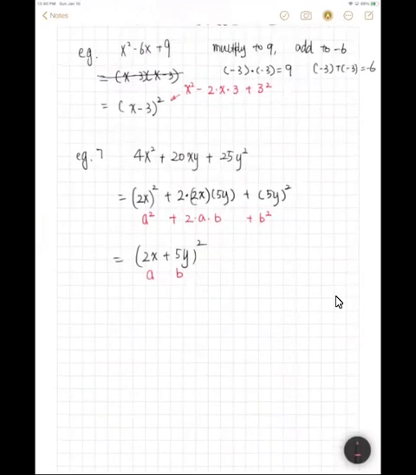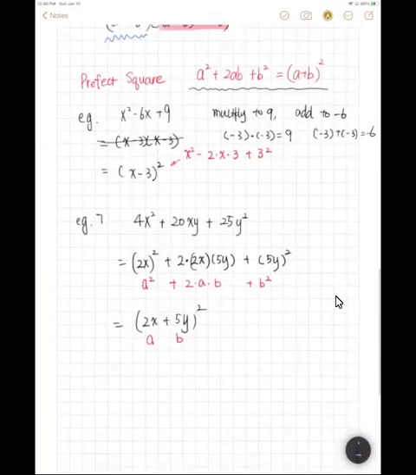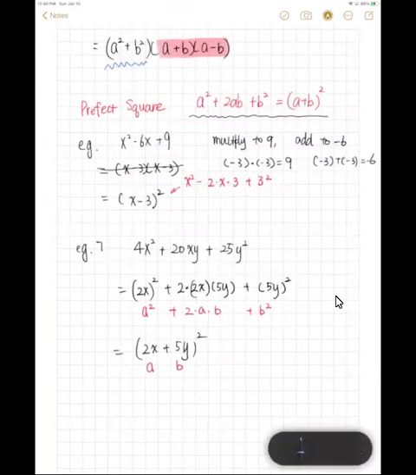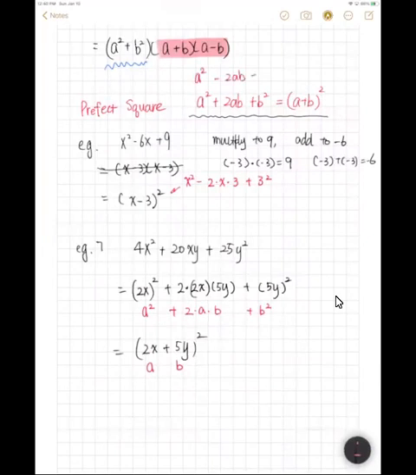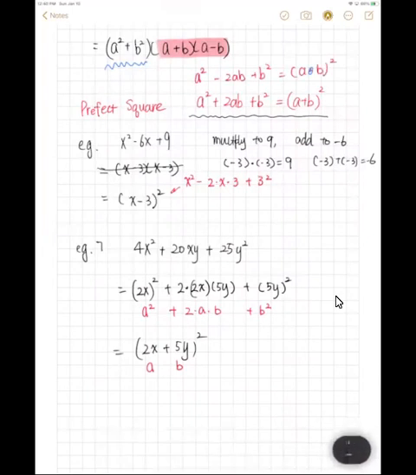So for the subtraction, it's the same. For subtraction, we have a squared minus 2ab plus b squared equals (a minus b) squared. So they just change the sign for the second term. If this is subtraction, here would be subtraction, but they don't change the sign of the third term. The third term is always plus b squared.